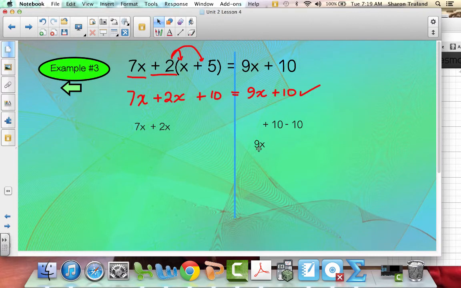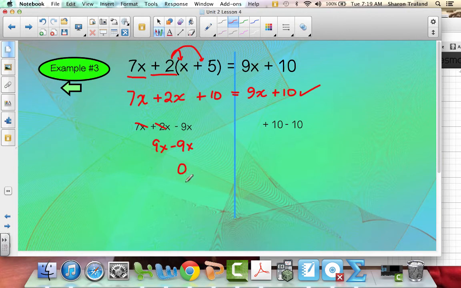Now 9x, you're a variable, so over the magic inverse line you go. You have to switch from a positive 9x to a negative 9x. All right, let's clean things up here. 7 plus 2 is 9x. Take away 9x is 0. Wait. They were variables. Now there's just a constant of 0. Okay, let's not panic. 10 take away 10 is 0. 0 equals 0. Well, that is a true statement. But is my answer x equals 0?